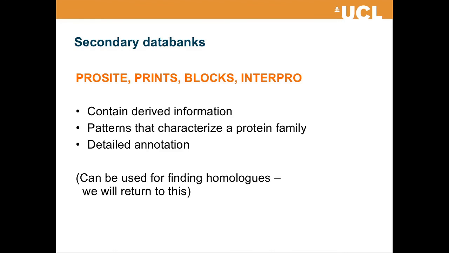Secondary databanks, on the other hand, contain information derived from the primary databanks. So typically patterns that characterize a particular protein family or functional groups, and we'll come back to that later. They almost always have detailed annotation, and there are some examples at the top there: PROSITE, PRINTS and BLOCKS. And InterPro is a resource which brings together multiple secondary databanks into a kind of unified, integrated search and analysis tool. And the point about search there is that these things can be used for finding homologs, and we will come back to that a bit later.